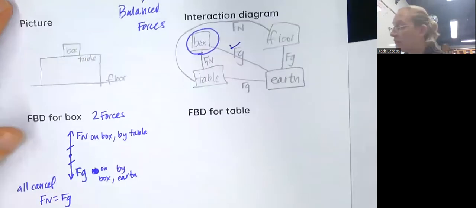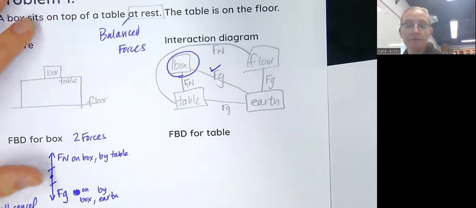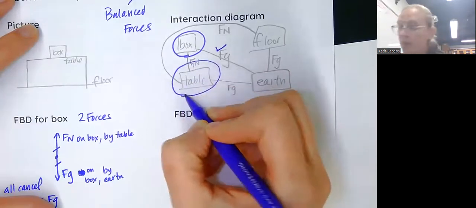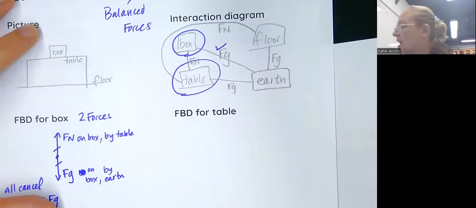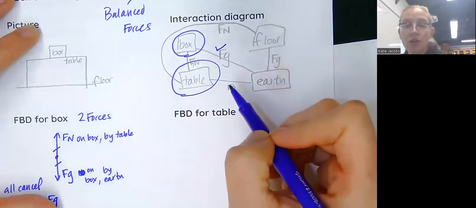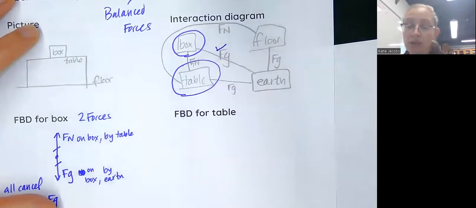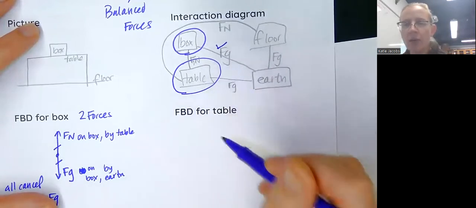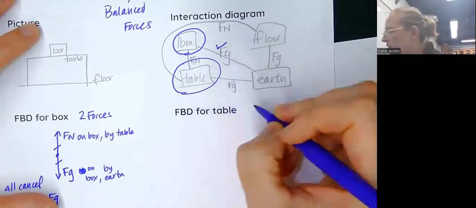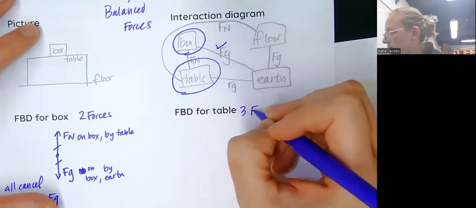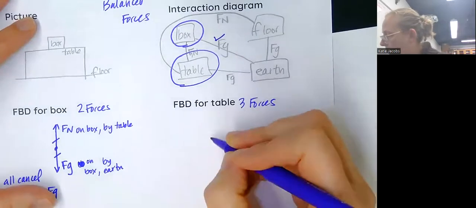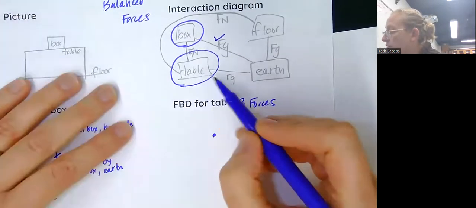Okay, we're going to follow the same steps for the table. Step 1, circle table on our interaction diagram and count the number of forces. There are 1, 2, 3 forces acting on the table. Now, a lot of people have this correct, and then they only draw 2 forces. It's important to use your interaction diagram that you drew and make it useful for your free body diagram. So there are 3 forces acting on the table.